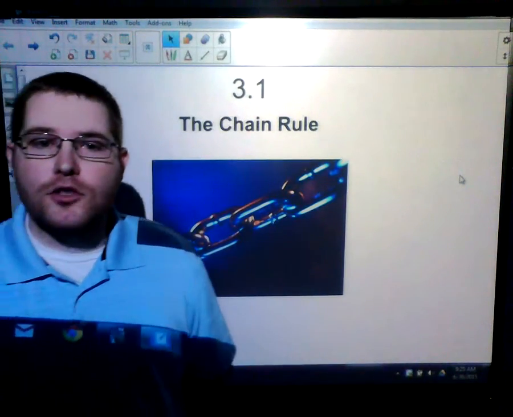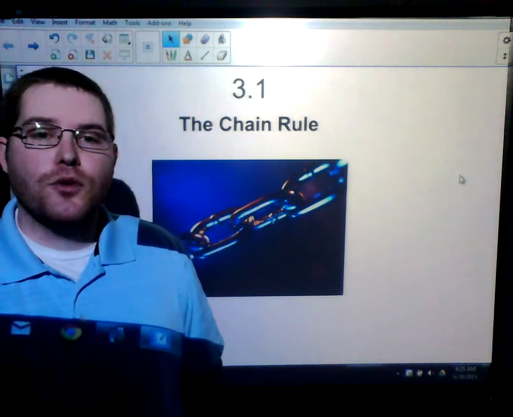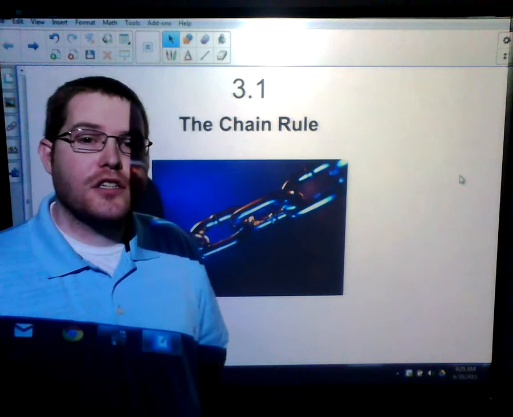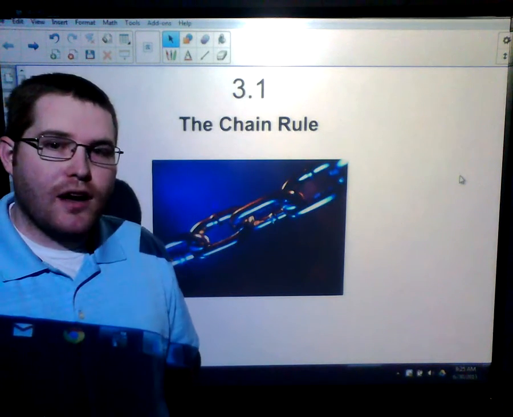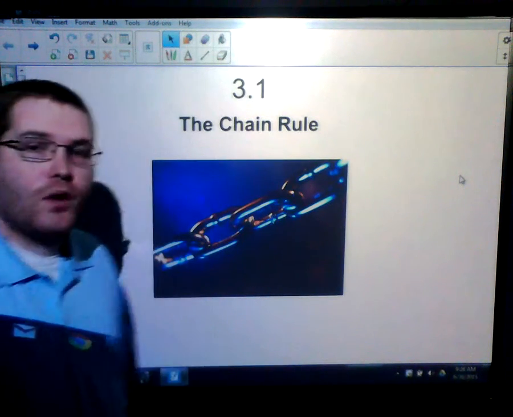Hey everyone, welcome to 3.1, the first section in chapter 3. We're going to continue with derivatives and we're going to restart with the chain rule. This is why this is a separate chapter. From here on out, pretty much every derivative will be a chain rule problem. So what does that mean? Well, let's take a look at it.